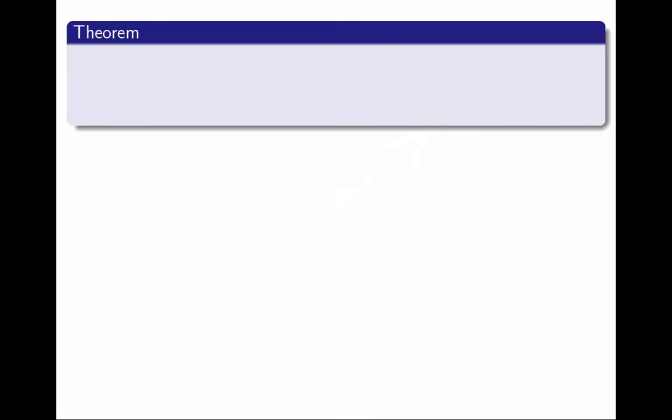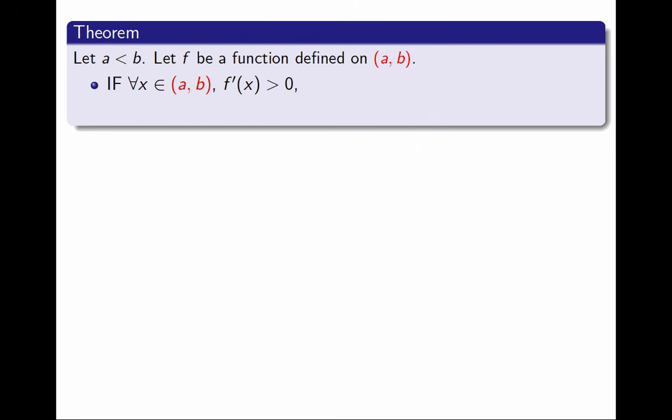So here's the theorem. Let's say I begin with a function f defined on an open interval (a, b). Then if I know that the derivative of the function is positive, then I can conclude that the function is increasing on that interval. That's the theorem. So positive derivative implies increasing function, but a function could be increasing without having positive derivative. So that's the theorem for an open interval.